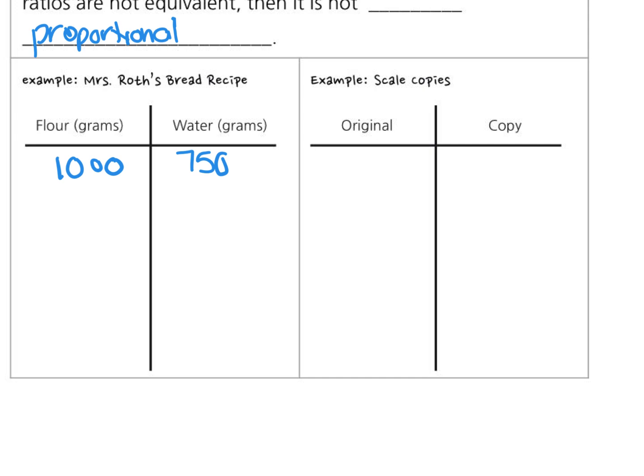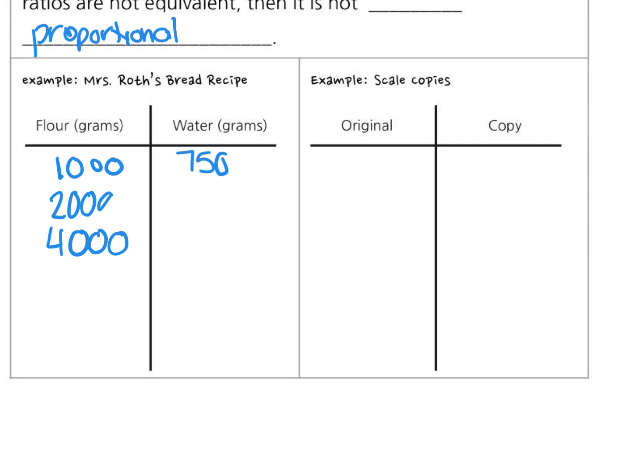So we need to figure out if Mrs. Roth is going to double her recipe and get 2,000 grams of flour, and if she's going to have 4,000 grams of flour, how much water she's going to be putting in for both of those. Okay, so we've got a couple of things here.